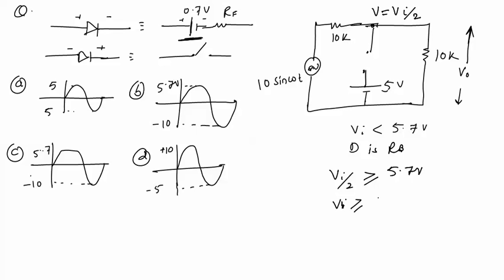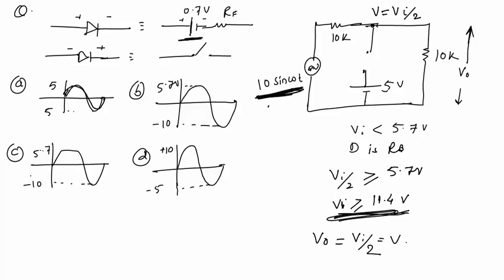So if Vi is greater than or equal to 11.4 volts, then the diode is forward biased, and we know that the input is 10 sin omega t. It cannot go up to 11.4 volts. So in this circuit, the diode will always be reverse biased. If this diode is reverse biased, then output V0 will always equal Vi by 2. So if input is 10 sin omega t, output will be 5 sin omega t. It will go up to 5 and minus 5. So option A will be correct.